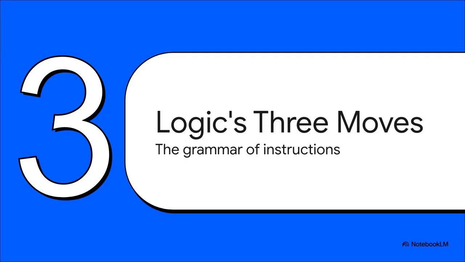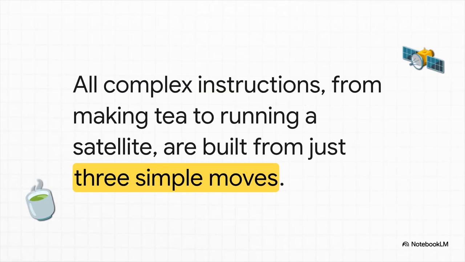So if we're going to build these algorithms, what are our tools? Well, it turns out that every single complex set of instructions you can imagine, no matter how wild, is built from just 3 basic logical moves. No, seriously, I'm talking about everything from making a simple cup of tea to programming a satellite to orbit the Earth. It's all built from the same 3 fundamental pieces. If you can get your head around these 3 moves, you've basically mastered the universal grammar of programming.